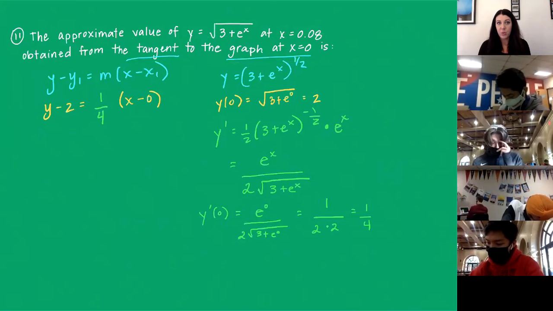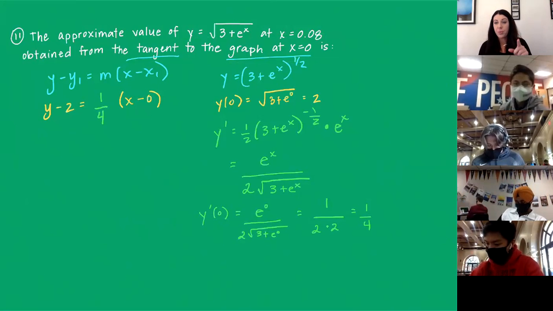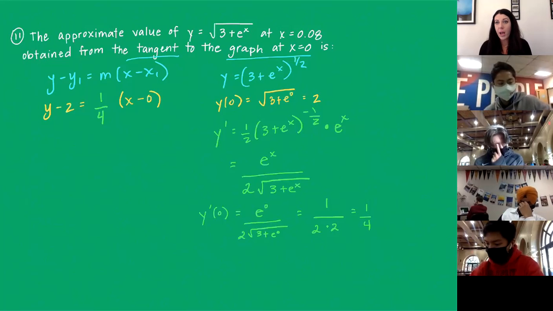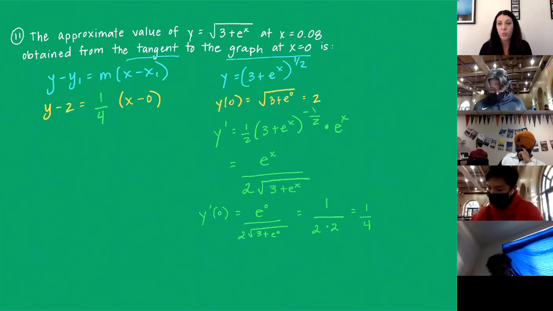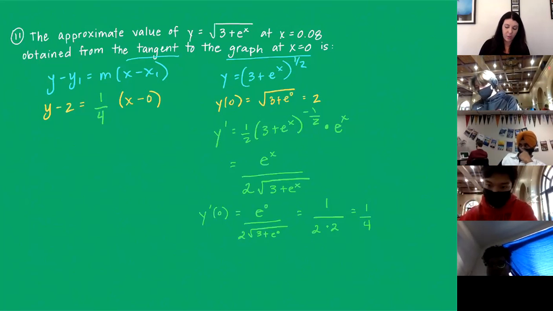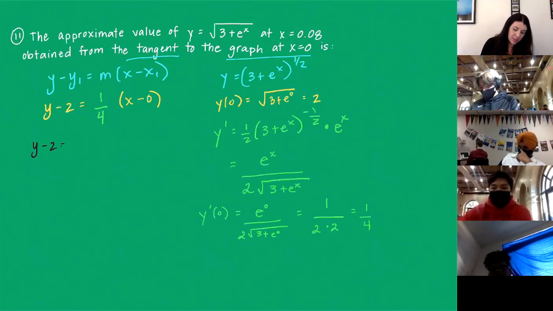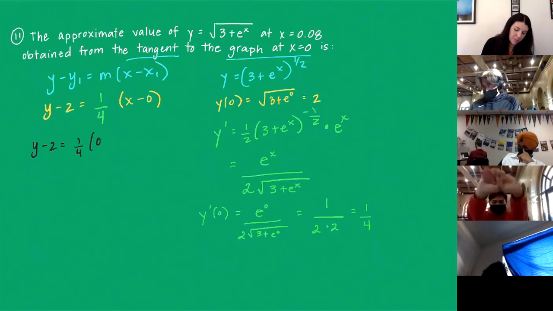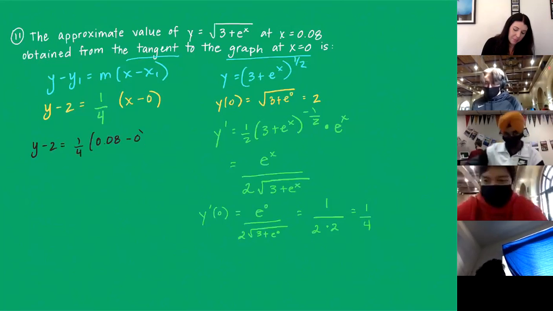Now what we need to do is use that equation in order to approximate what it would be if it was 0.08. So how do I do that? What would be next? Plug in 0.08 into where you have x on your tangent line. Perfect, exactly right. We're going to plug in 0.08 into this equation. So we get y minus 2 is equal to 1/4 times 0.08 minus 0.